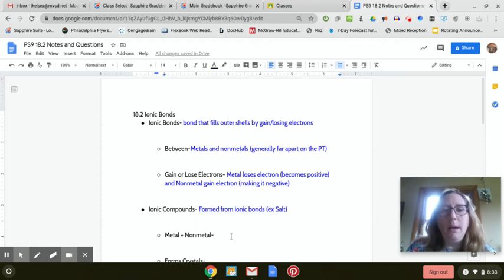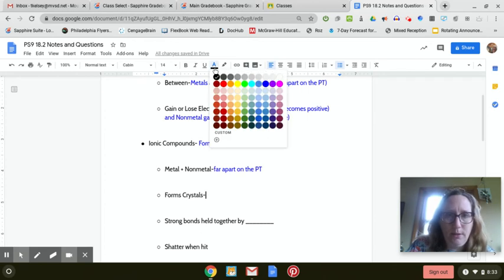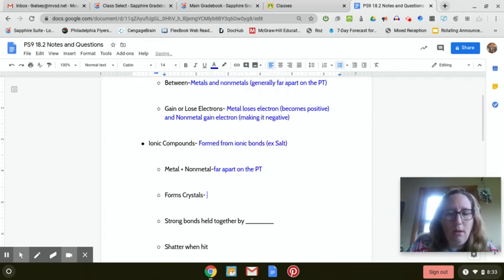Ionic compounds generally only form from a metal and a non-metal. Also, the further apart they are on the periodic table, the more ionic the bond. One of the qualities of an ionic compound is that it generally forms a crystal. So this is a hard solid with a high melting point. And again, salt is a perfect example of a crystal.